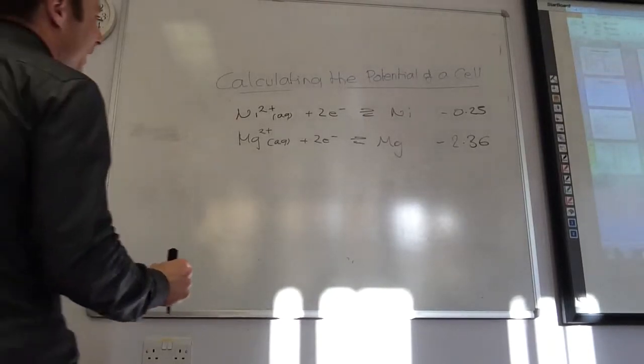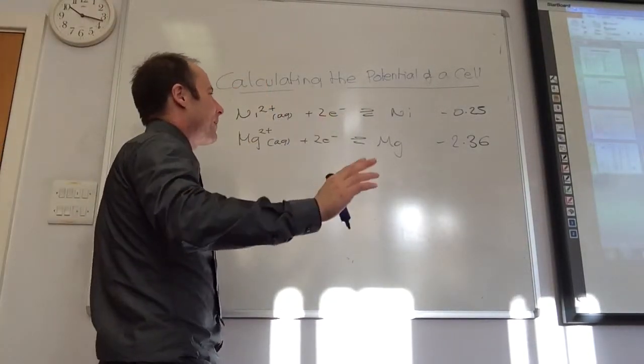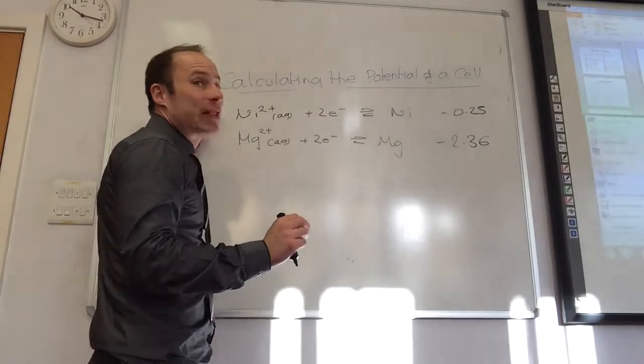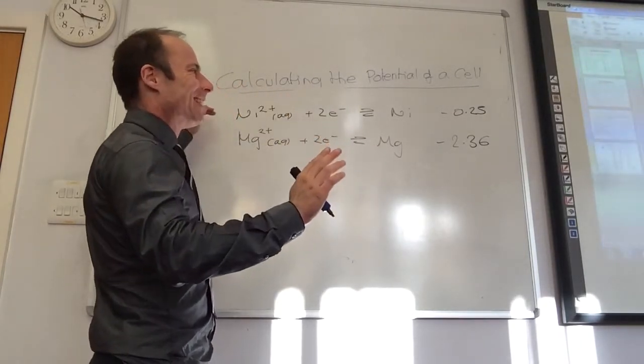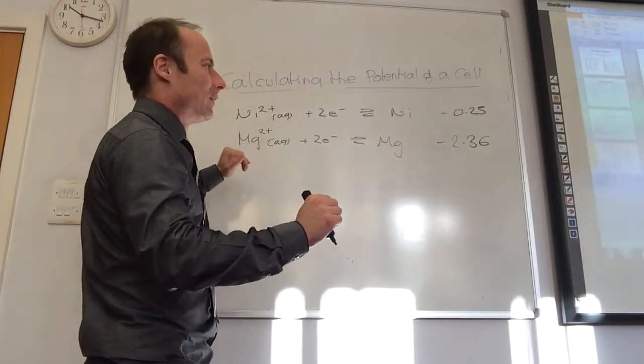Right, we've got two equilibria here. What reaction will take place? Remember, these are both showing reductions. One must be reversed. Which one has got to be? Mg and Ni2+.